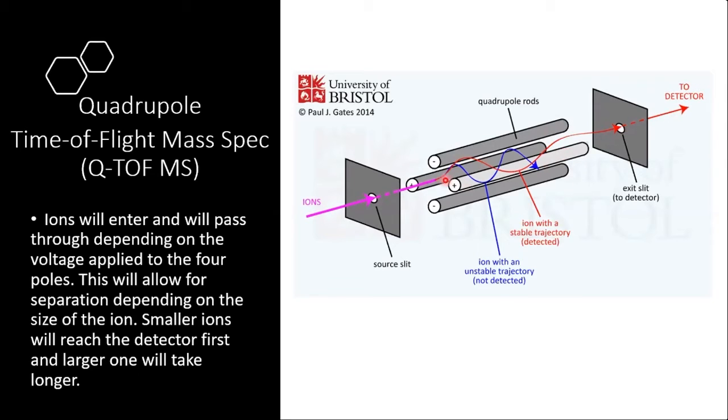In this case, smaller ions will reach what we call the detector first, and larger ions will take a little longer to get there. That's how we can determine the mass of the molecules crossing through here. Our results will end up being shown as spectral data, which will be shown in the next slides.